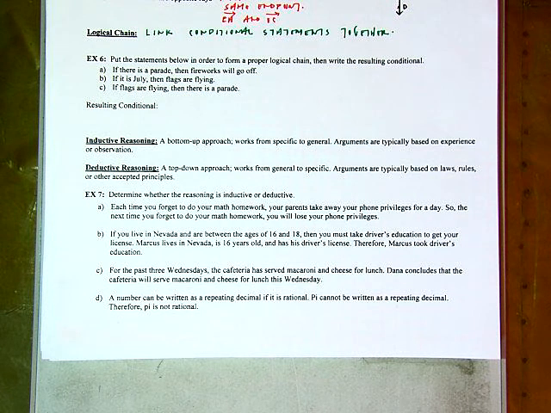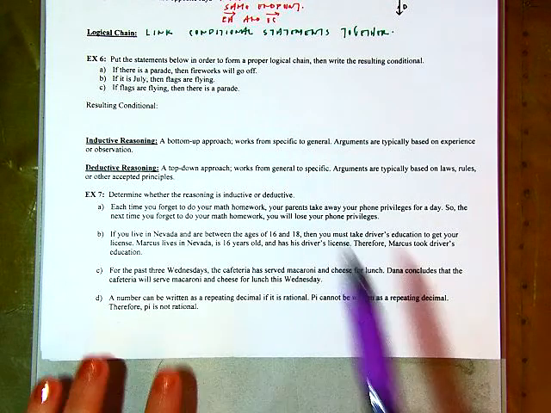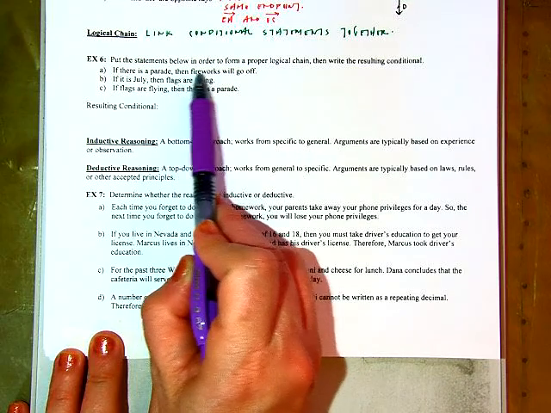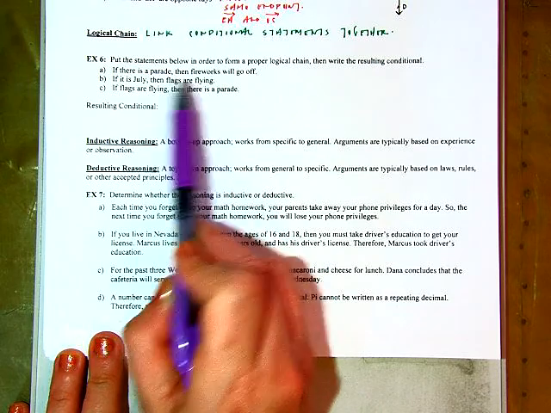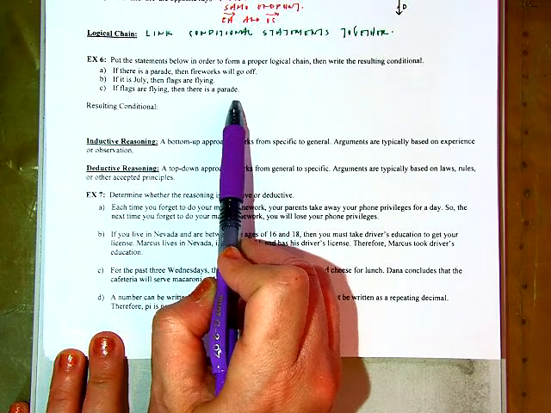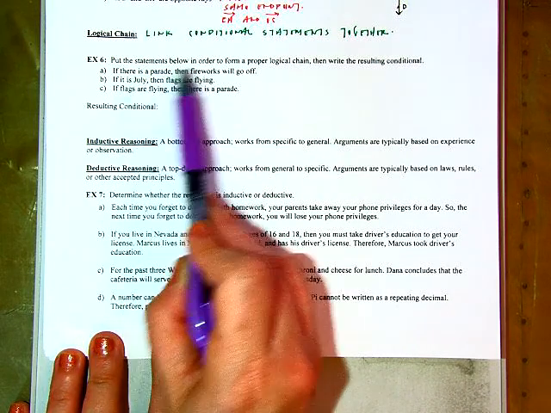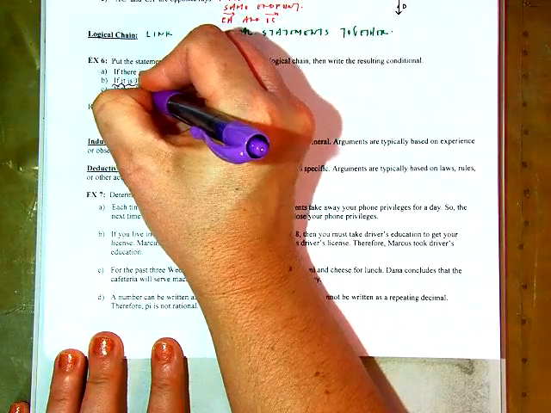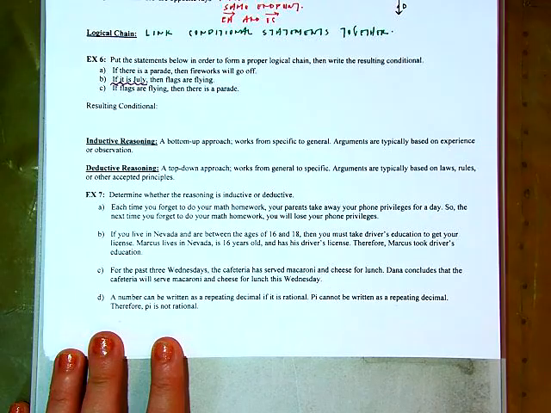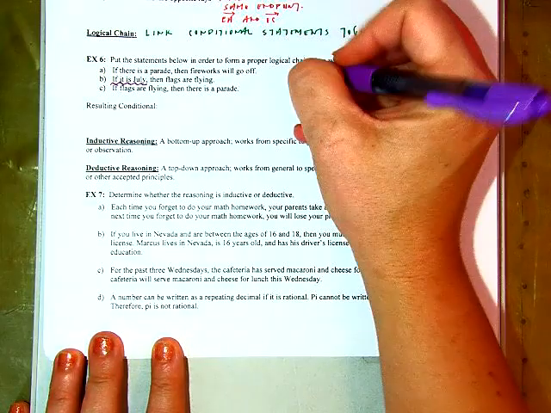So I have three statements. What I'm looking for is which is the hypothesis that starts it off? Which is the hypothesis that there is no mention of in any conclusion? So if I skim through, if there's a parade, then fireworks will go off. If it's July, then flags are flying. If flags are flying, then there's a parade. It's the July one. I see no mention of July over here. So I'm looking for the hypothesis that is not mentioned in any conclusion. So if it is July, then flags are flying.